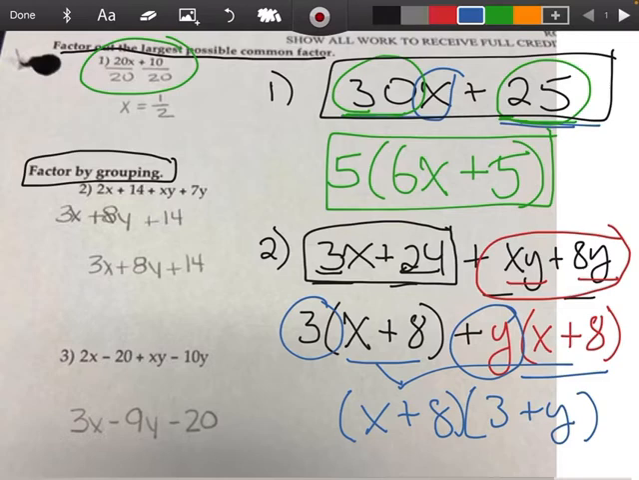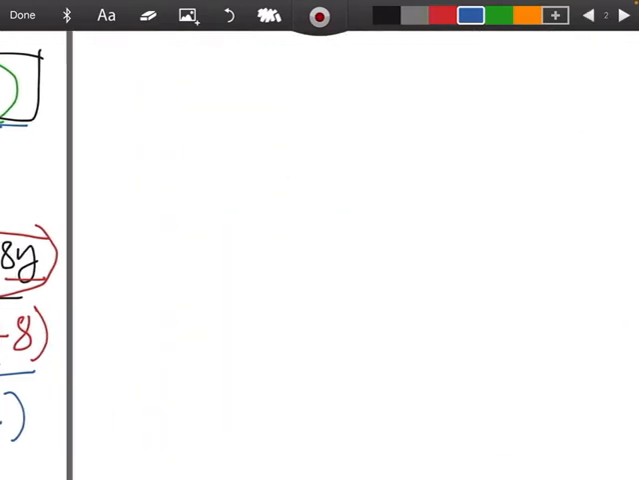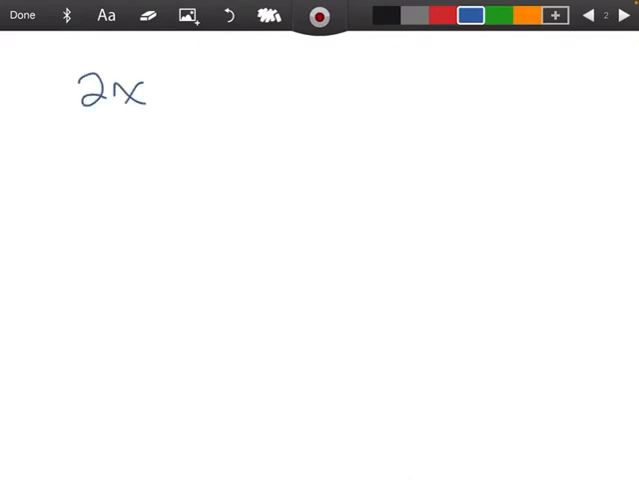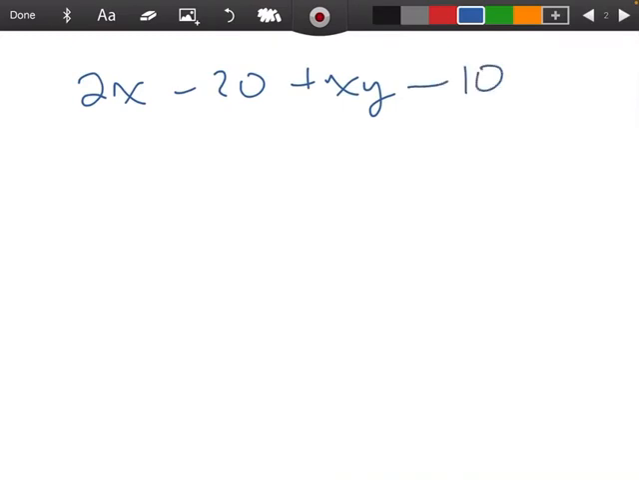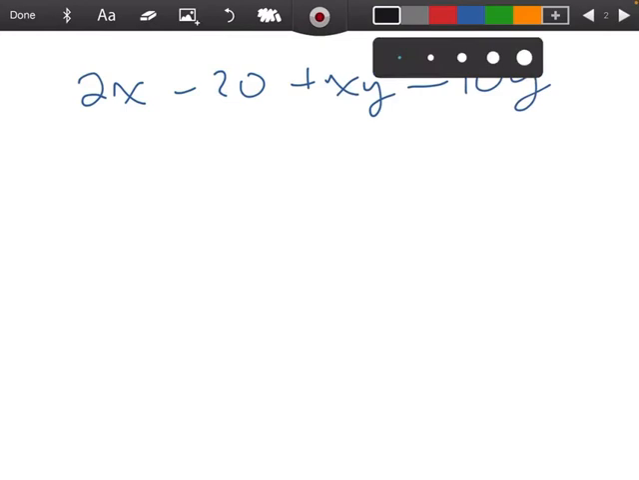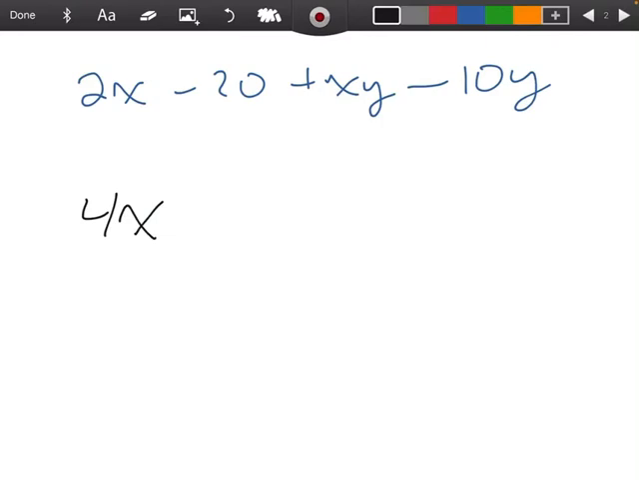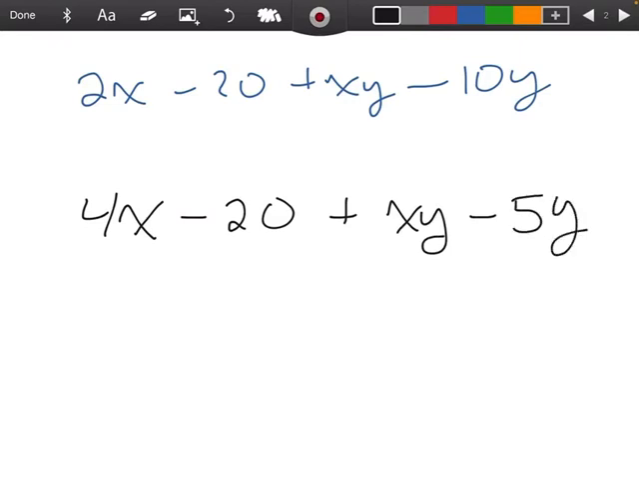And then, let's see, 2x minus 20 plus xy minus 10y. Okay, so this is one we actually have. I'm going to just change it up again a little bit, okay? So how about if I make this into something like a 4x minus 20 plus an xy and a minus 5y, okay?